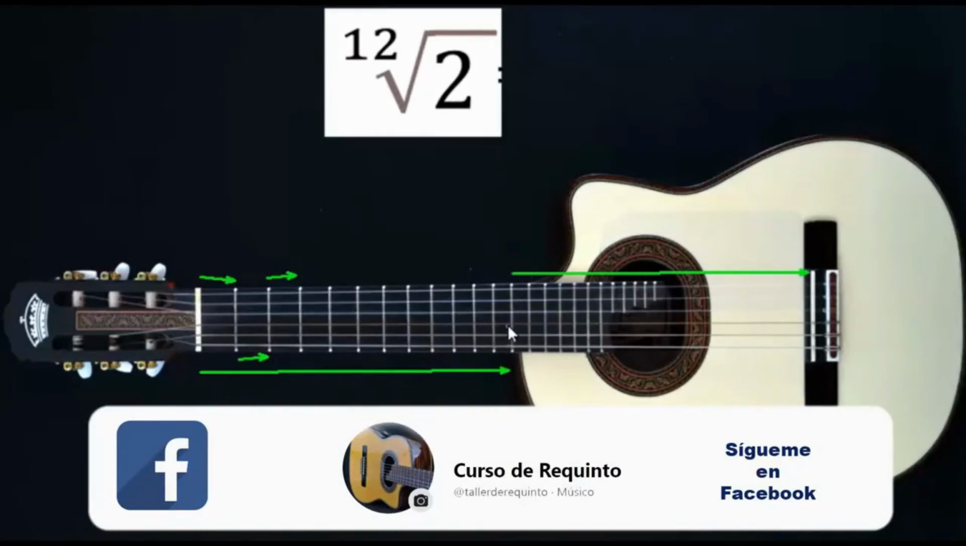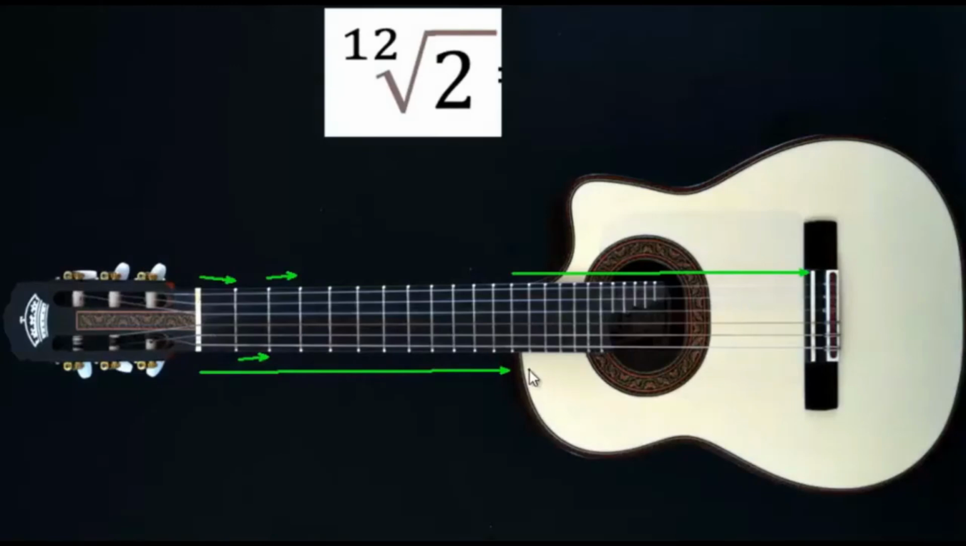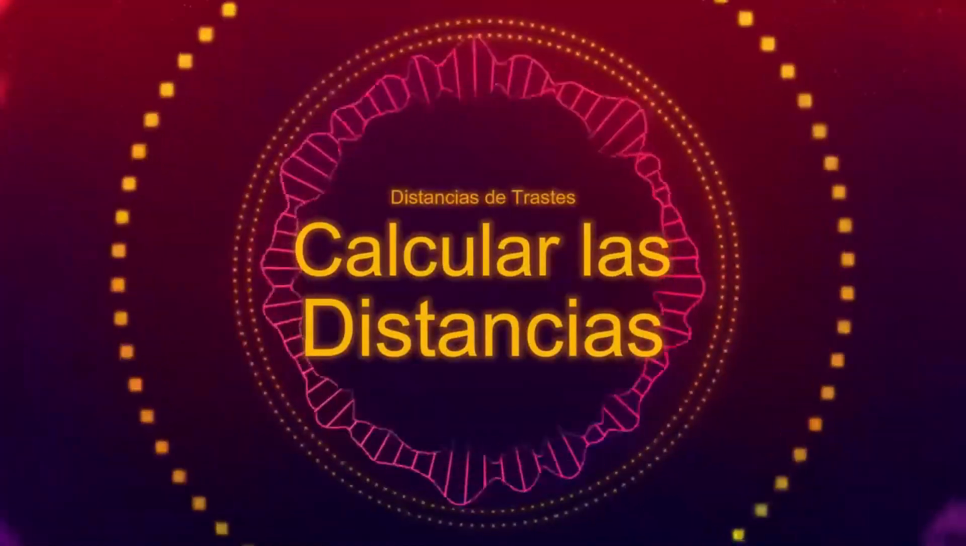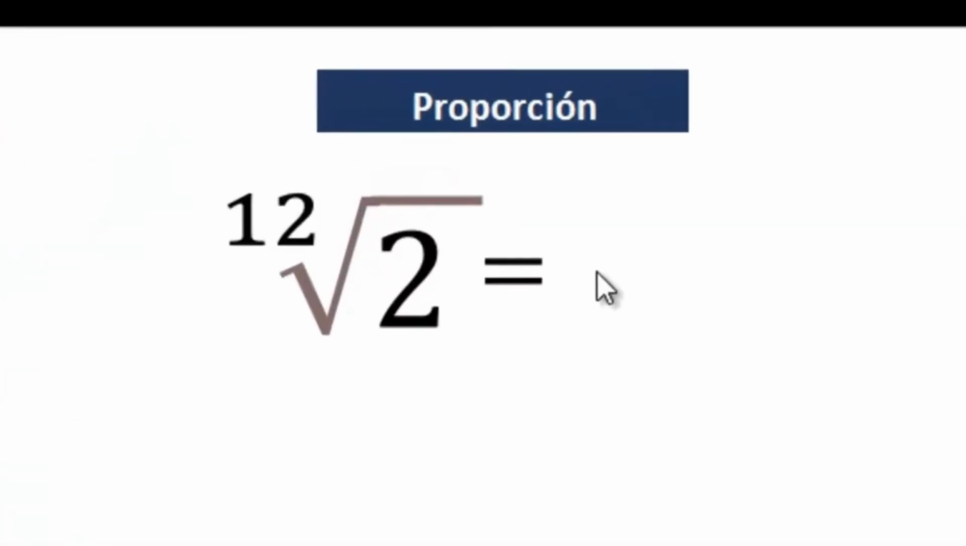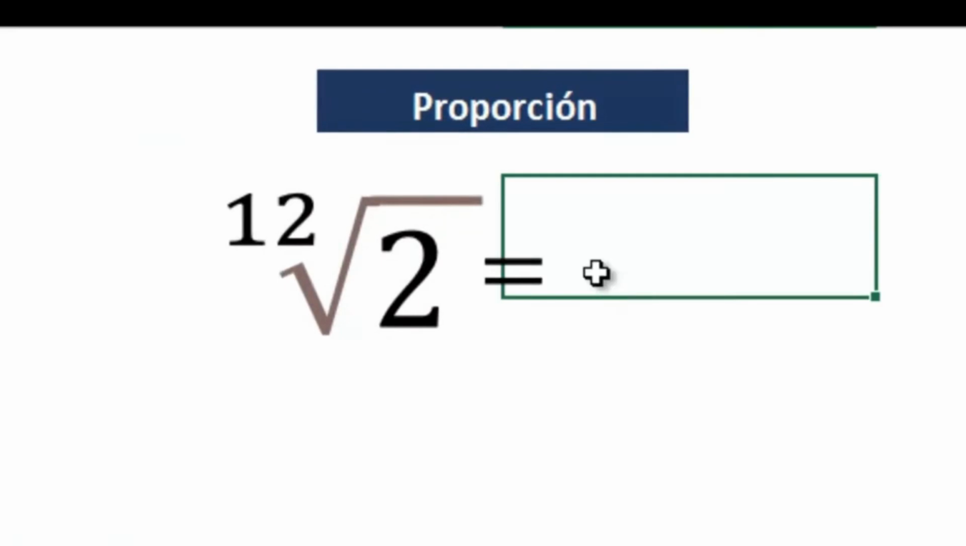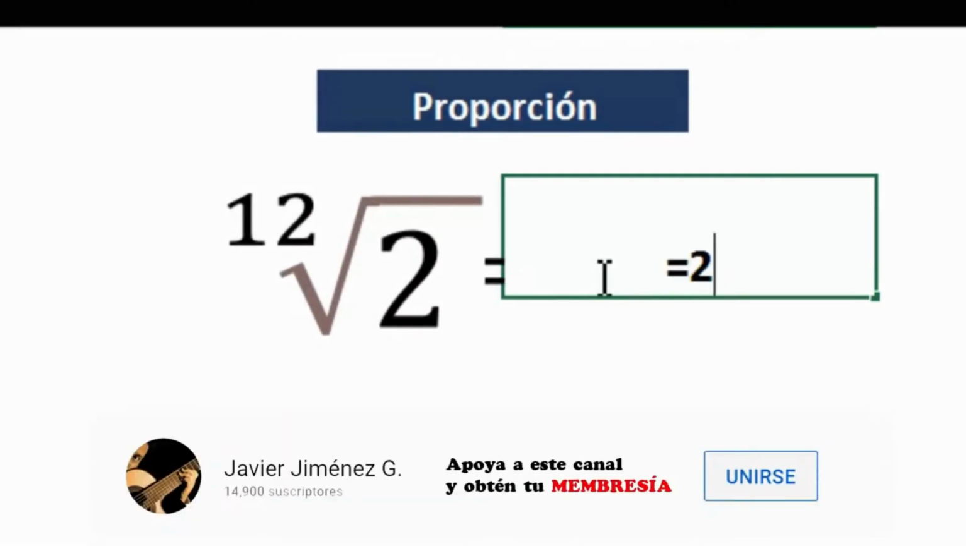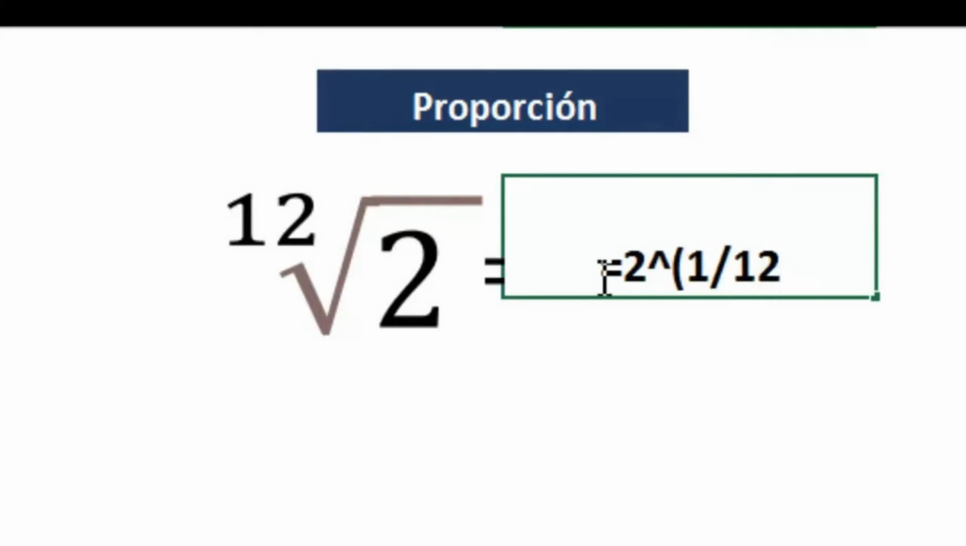Well, we are going to use Excel, which is the fastest way to do it, and I am going to show you how to do it. Let's start now. We are going to calculate the distances in an Excel sheet. I already showed you that the distance formula is 2 to the root of 12, and to calculate it we are going to do it manually because Excel does not calculate it. We enter the formula equal to 2 raised to the power of 1 divided by 12. This is another mathematical way of expressing this same formula. We press enter and it already gives us the result.